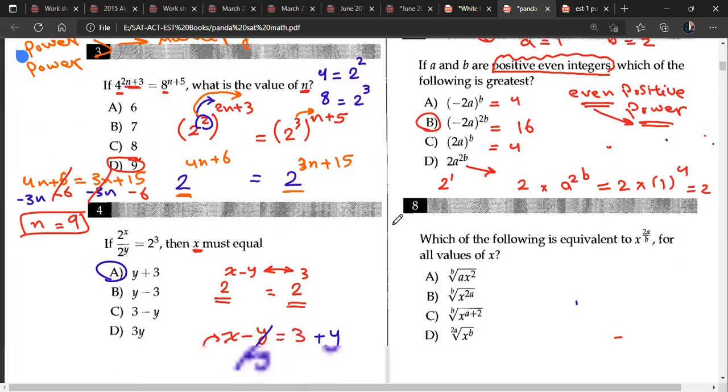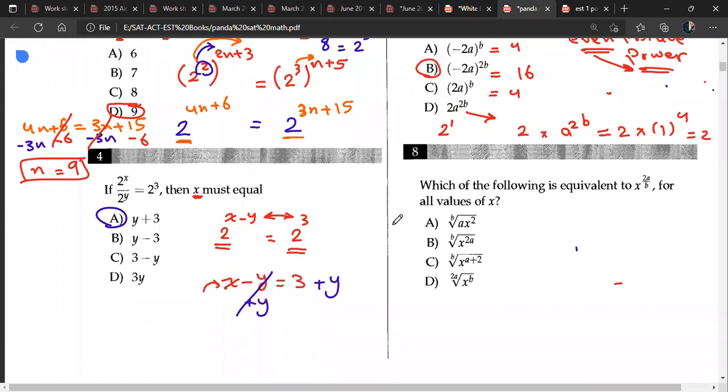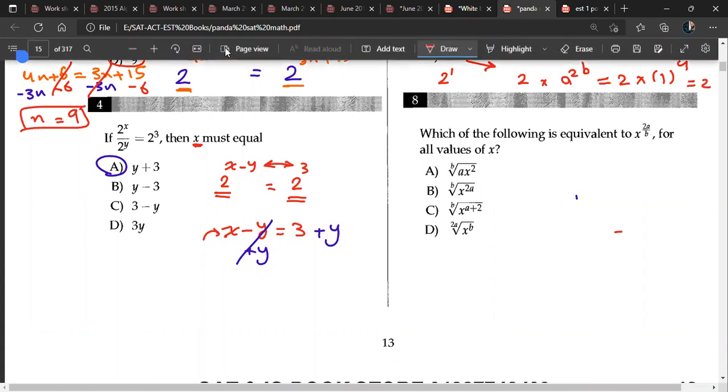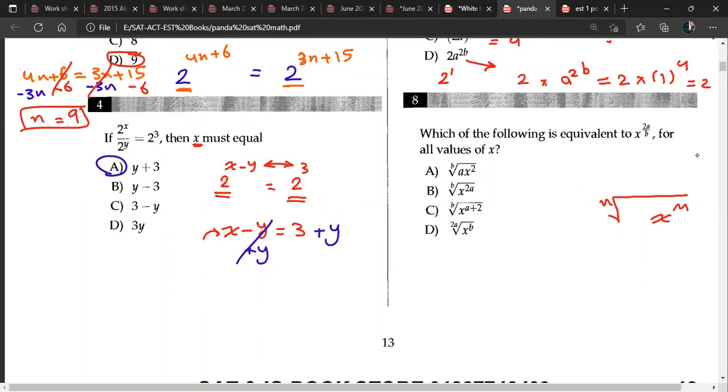Okay, let's find question number 8. Which of the following is equivalent to x power 2a over b for all values of x? So here we have a rule: radical n of x power m. How can you convert a radical expression to a rational exponent? This is a rational exponent, guys. The power is rational, as a fraction.